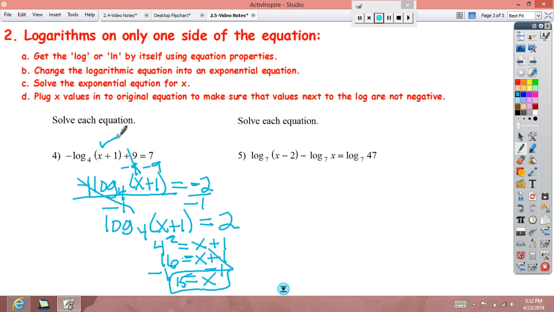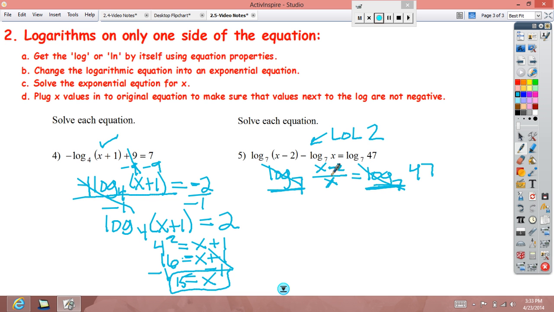I have logs on both sides, so this is back to type 1, not this type 2, type 1. But I have 2 logs over here, so I need to condense this into 1. Okay, so I have log base 7, subtraction, so using the LOLs, this is LOL2. So I have log base 7 of x minus 2 over x, equals log base 7 of 47. And now using this type number 1, we have this same log base 7. So these cancel. So I get x minus 2 over x equals 47.